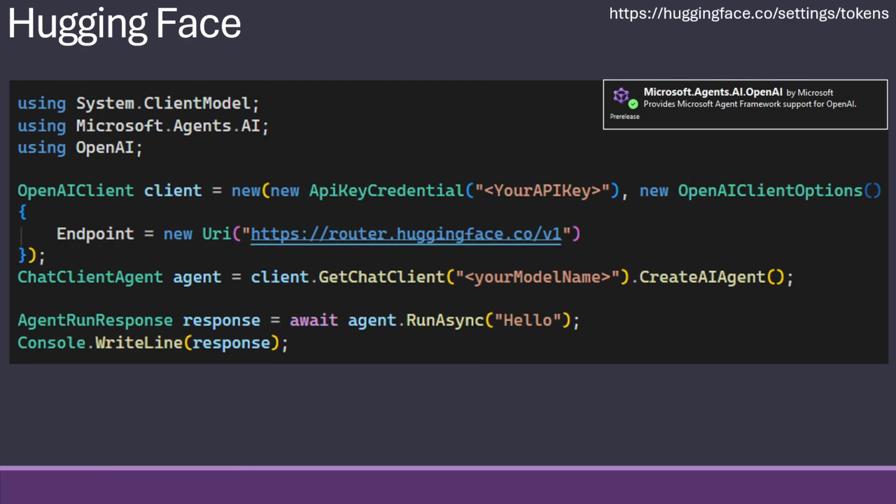And Hugging Face is also the same. They call their API keys tokens, but beyond that, it's again OpenAI, router.huggingface.co/v1, and we get our normal agent.